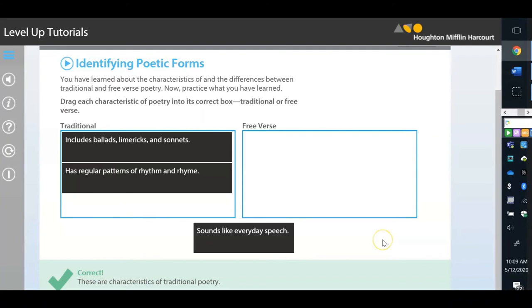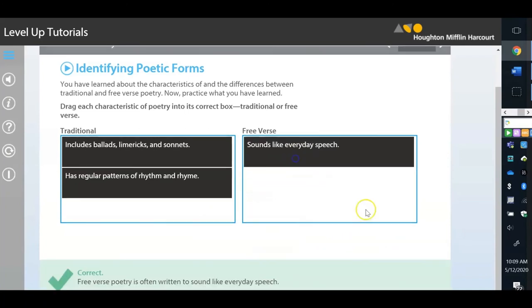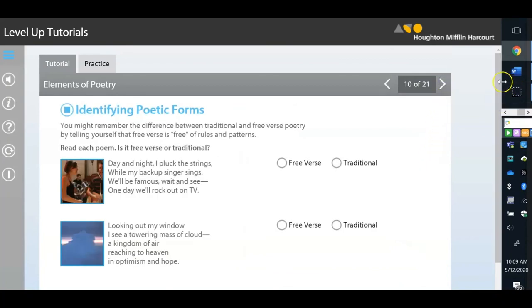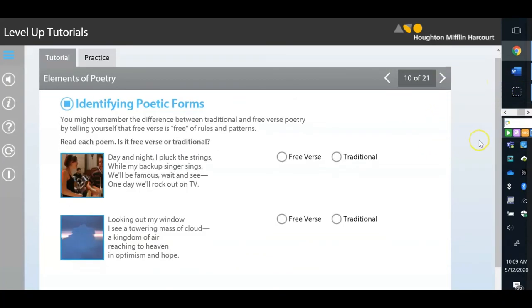And how about this last one? Sounds like everyday speech. Is that traditional or free verse? If you selected free verse, you are correct. Free verse poetry is often written to sound like everyday speech. You might remember the difference between traditional and free verse poetry by telling yourself that free verse is free of rules and patterns. Read each poem. Is it free verse or traditional?